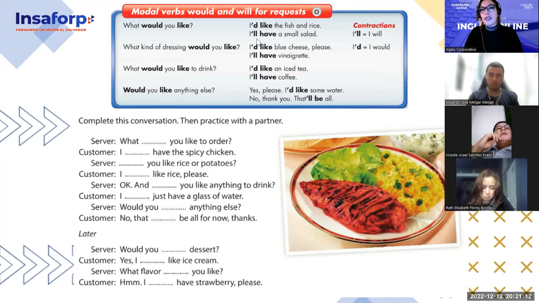Pero el will, acuérdense que el will también es un auxiliar que es para decisiones espontáneas. Entonces, como que, me decidí por una ensalada pequeña. I'll have a small salad. Entonces, I will have. Ya me decidí, esto quiero. Quiero una ensalada pequeña. I'll have a small salad. Both are correct. Pero sí, no es como que se pueda, I would have, yes, I would have a small salad. You can also say that, but it's not really common.